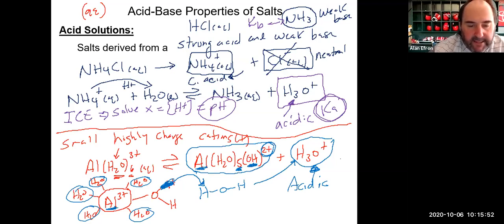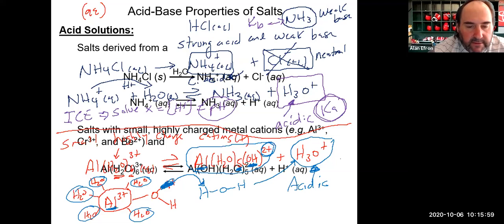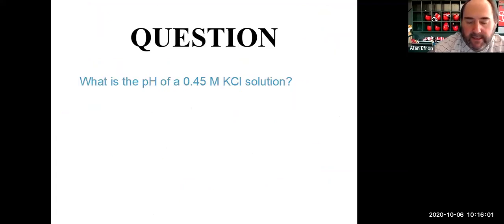Okay, let us take a look at some examples here. It's everything we just talked about. All right, so why don't you start with this one here, take a minute or so and think about it. What is the pH of a 0.45 molar KCl solution? So think about what you think it might be. We'll talk about what it is in just a second.